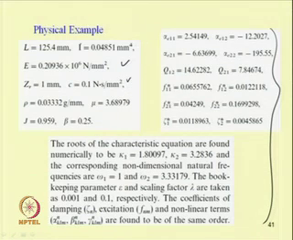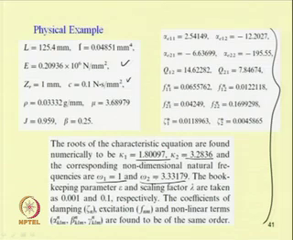The roots of the characteristic equation are found numerically to be 1.80097, these are the first two roots, and 3.2836. The corresponding non-dimensional natural frequencies are omega 1 equal to 1 and omega 2 equal to 3.33179, as omega 2 is nearly equal to 3 times omega 1. So, we have taken this as the 3:1 internal resonance condition. Here the bookkeeping parameter and scaling factor are taken as 0.001 and 0.1 respectively.